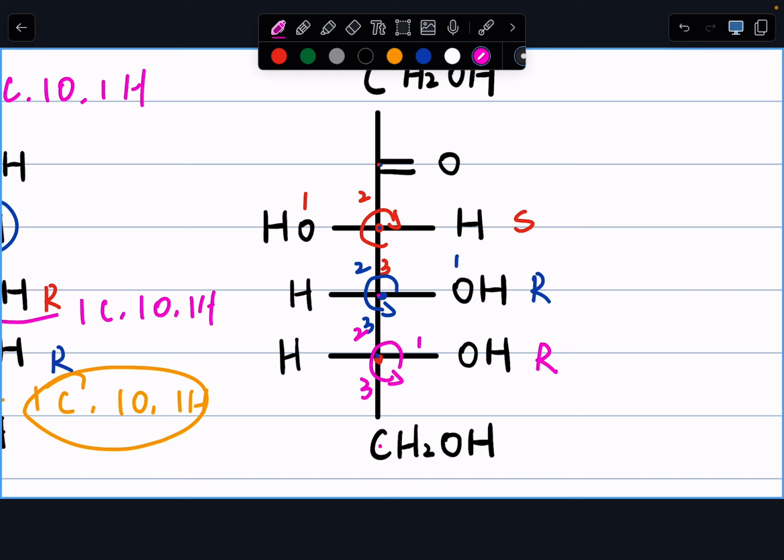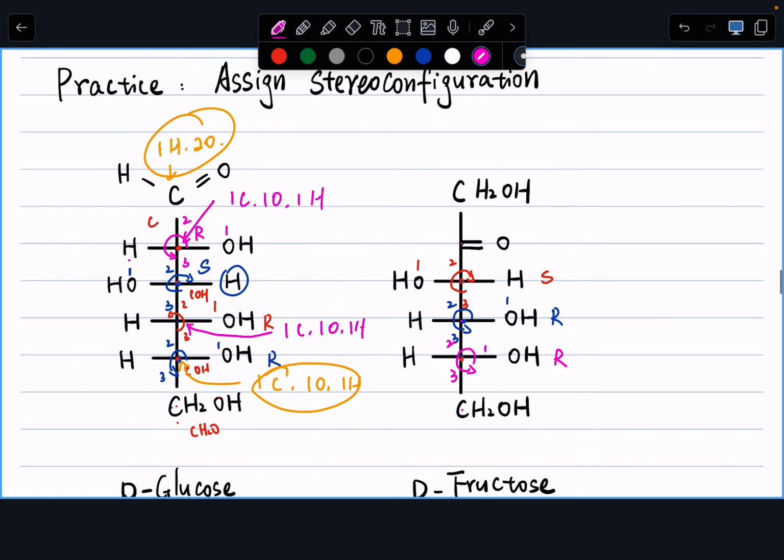All right, so the Fischer projection is something that's very useful. I don't introduce it just to make your life miserable. It's helpful to quickly assign the R/S stereo configuration when you have a complicated molecule like a sugar molecule. Can you do this for simple chiral molecules? You can also do this for simple chiral molecules. It's not typically worth it. Drawing the molecule into the Fischer projection will take some energy itself.